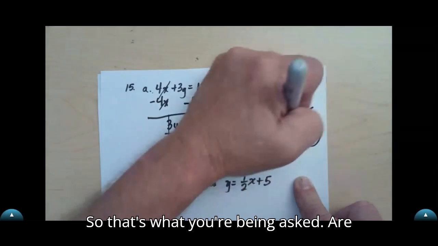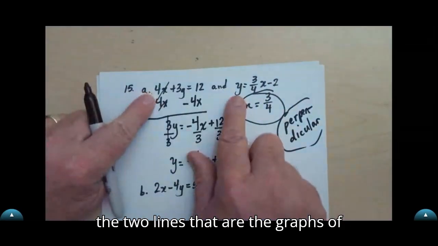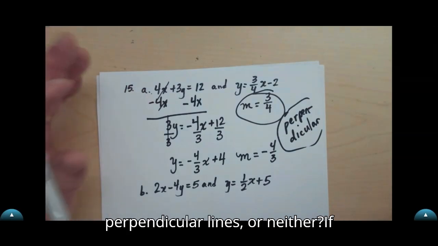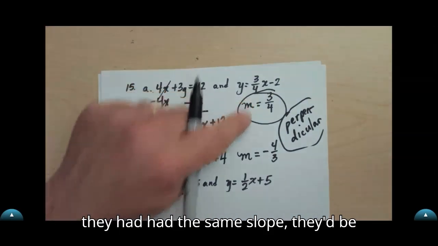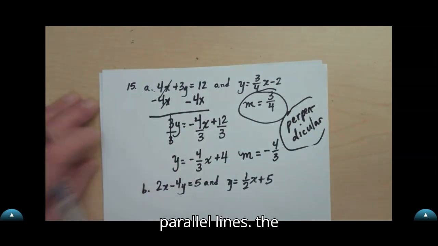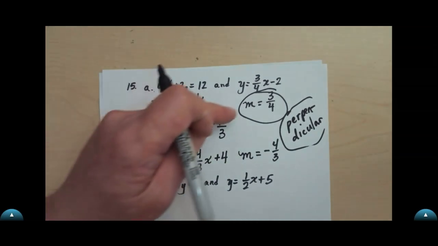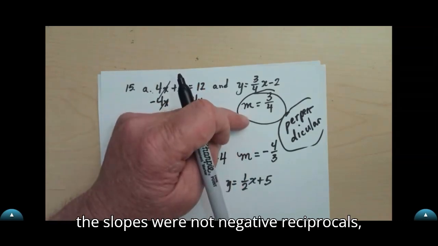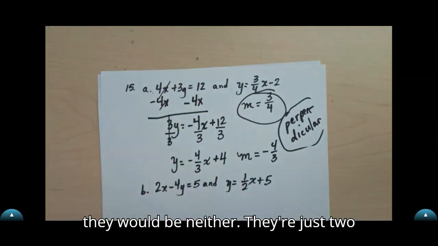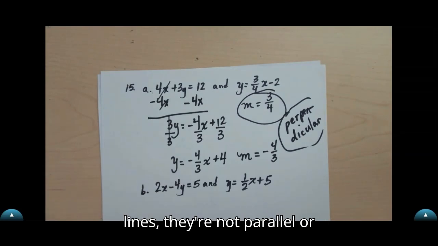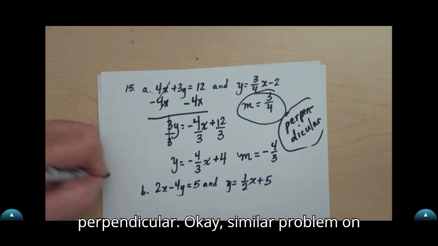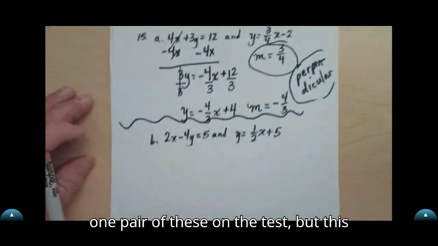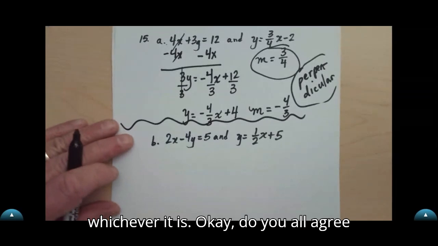So that's what you're being asked. Are the two lines that are the graphs of these two equations parallel lines or perpendicular lines, or neither? If they had the same slope, they'd be parallel lines. If they didn't have the same slope and the slopes were not negative reciprocals, they would be neither. They're just two lines, not parallel or perpendicular. Okay, similar problem on the B part. Again, I think you only get one pair of these on the test, but this should kind of get you ready for whichever it is.